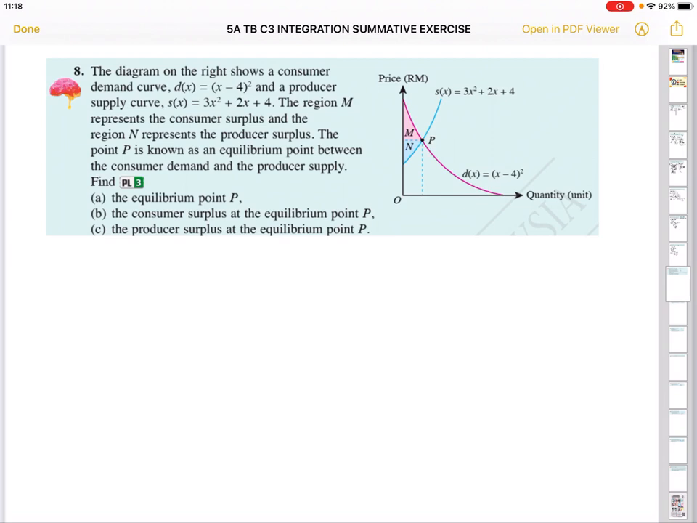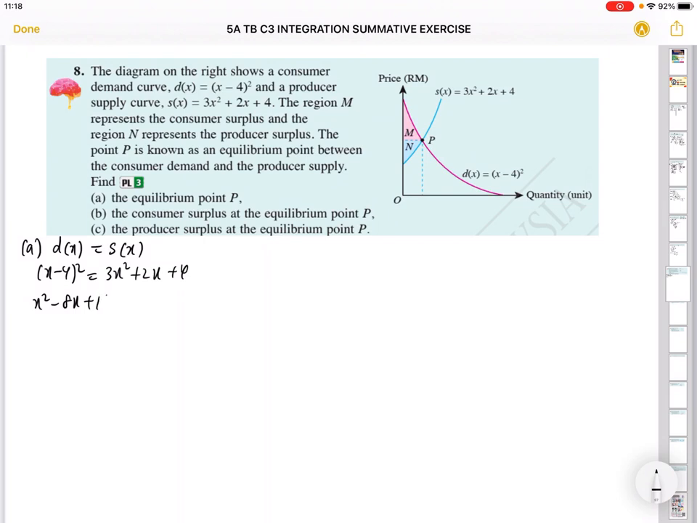So to find the equilibrium point, basically we have to solve them simultaneously, right? The first equation is your demand, D(x). The second equation is your supply, S(x). So we just equate demand with supply. Let us expand: x squared minus 8x plus 16 equals 3x squared plus 2x plus 4. Rearrange: 2x squared plus 10x minus 12 equals 0. Sorry, 2 plus 8 is 10, and 4 minus 16 is negative 12. Divide by 2, and we can factorize this.